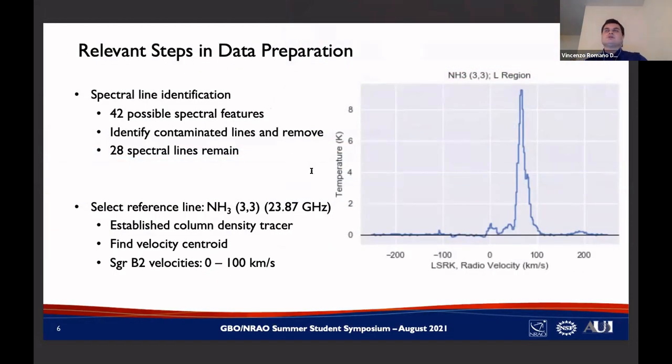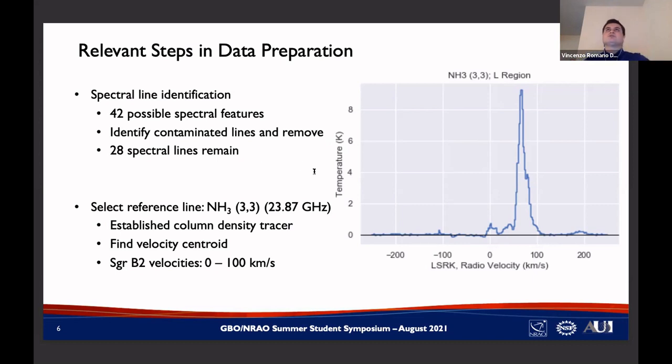Before we go on to characterizing the gas in Sagittarius B2, I should highlight some relevant steps in the data preparation. The SWAG dataset, as I said, offers 42 spectral features, but a few of these may be contaminated or duplicate lines. So we need to identify which lines are in fact the line that they say it is, and remove those that aren't. That's left me with 28 spectral lines remaining.